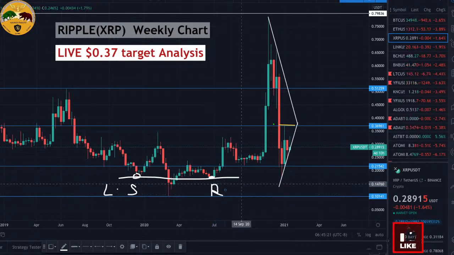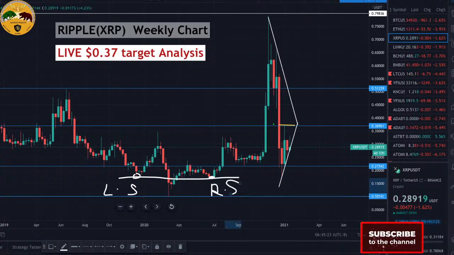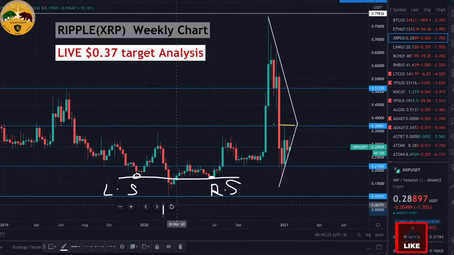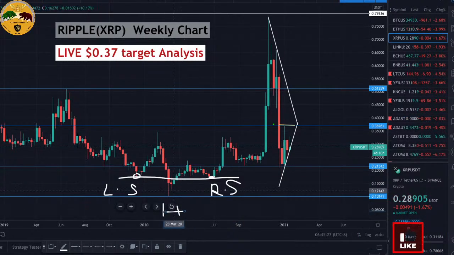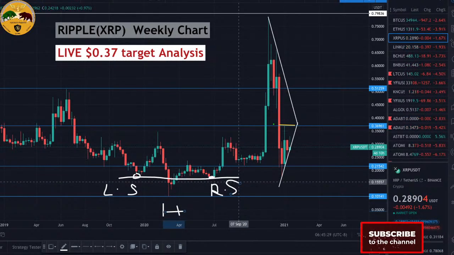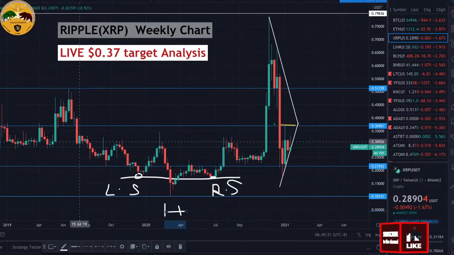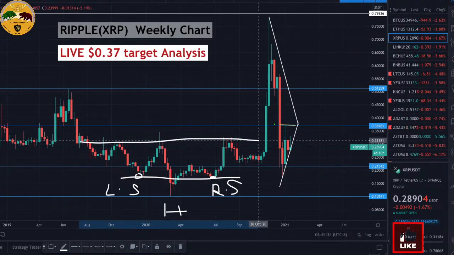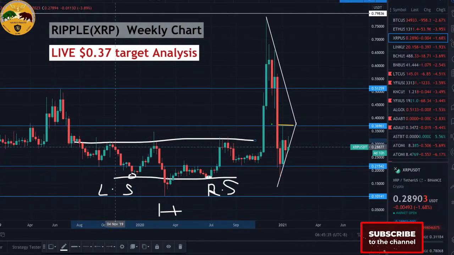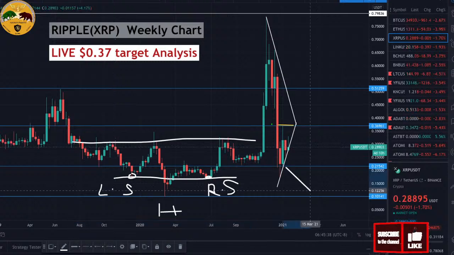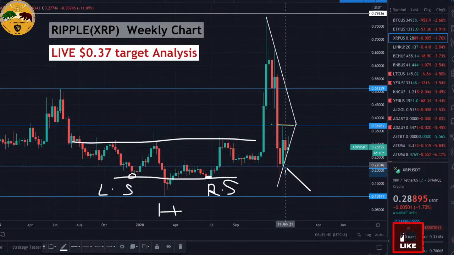So this is our right shoulder, and this is the head, right? So this is an inverse head and shoulders. Now if I draw, that is our neckline. That's the resistance. That is the neckline. This is the same thing that is forming right here. Remember on the 4 hour chart.